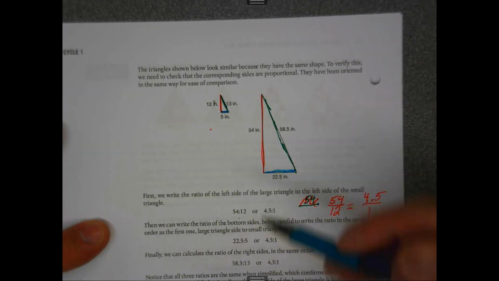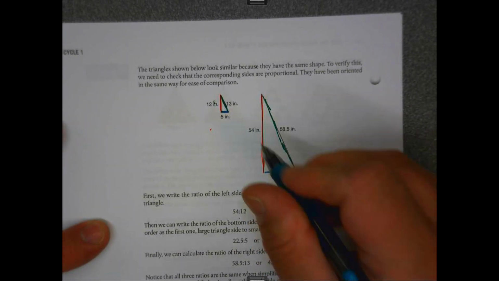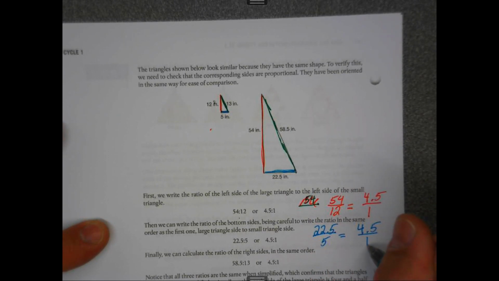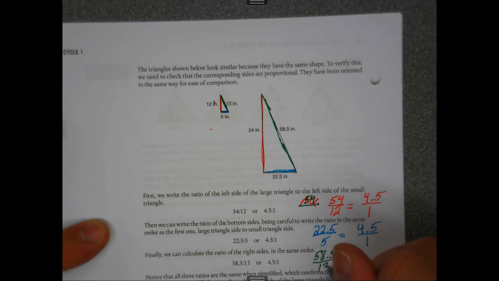Let's see if we do the next side. 22.5 to 5, and that also equals 4.5 to 1. And the last one, 58.5 makes a ratio with a 13, and again, that equals 4.5 to 1.